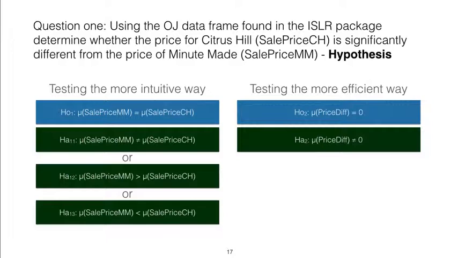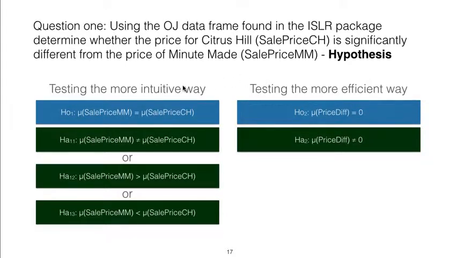Next, question 1. So again, let's state our hypotheses. Is the mean of Citrus Hill significantly different from the one of Minute Maid? So here I have two sets of tests, okay?